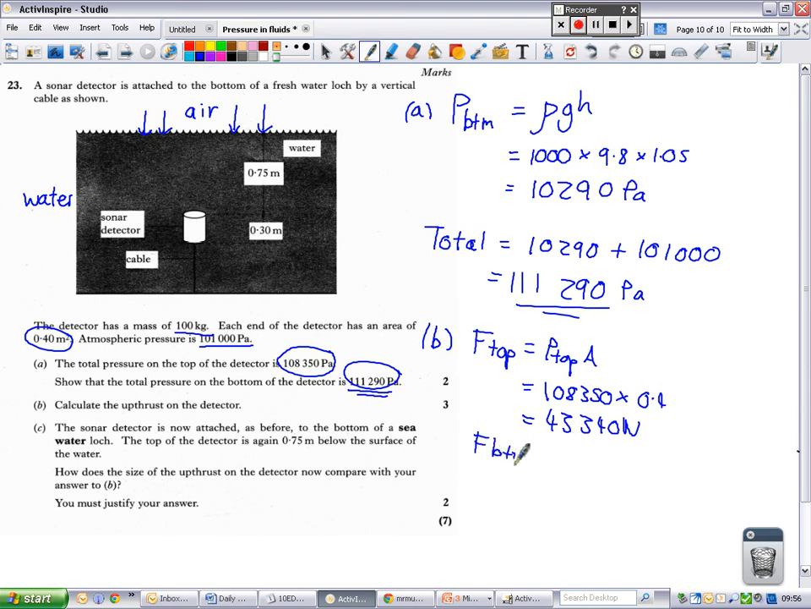The force on the bottom is going to be the pressure on the bottom multiplied by the area. So the area is the same, but the pressure is larger. That's what you proved in the previous part.